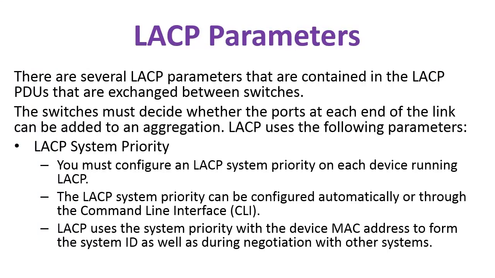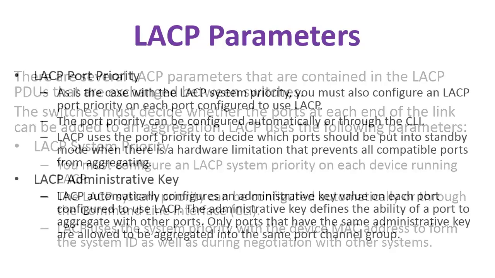So LACP parameters, there are several LACP parameters that are contained in the PDUs. There is specifically the LACP system priority, and you must configure this priority on each device running LACP. It can be configured automatically or through the command line interface, and it uses the system priority with the device MAC address to form the system ID, as well as during negotiation with other systems. So when I say configure automatically, what I mean by that for any of these parameters is that you could use the default setting or you can manually set it as well. But automatic configuration would be using the default settings.